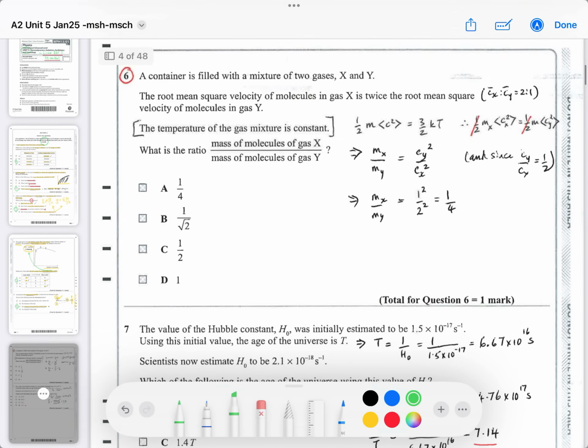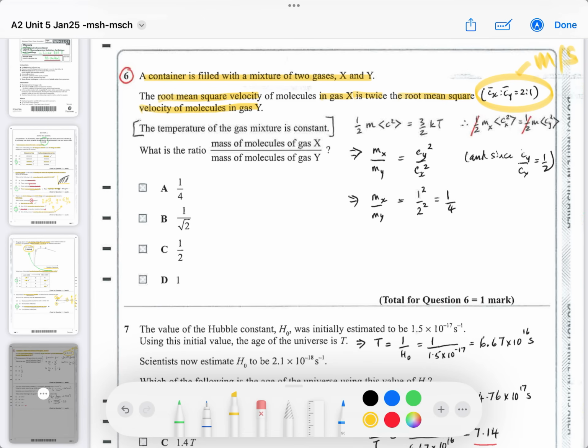Question 6. A container is filled with a mixture of two gases X and Y. The root mean square velocity of molecules in gas X is twice the root mean square velocity of molecules in gas Y. So root mean square means you square them, you mean them, and square root them, so you come back to a kind of average in meters per second. So the answer is going to be in meters per second.